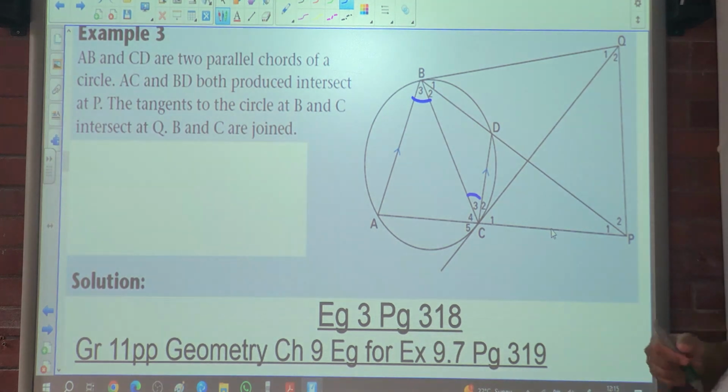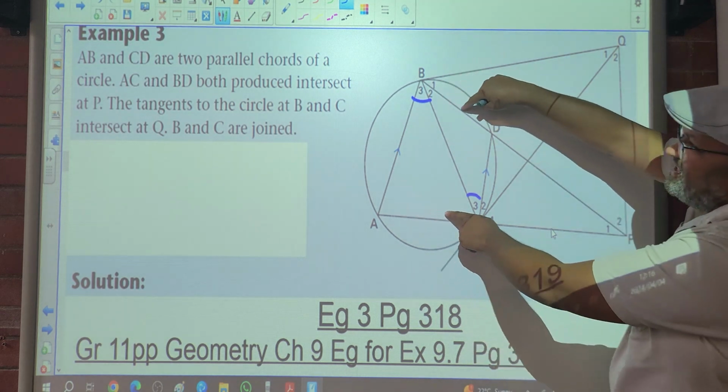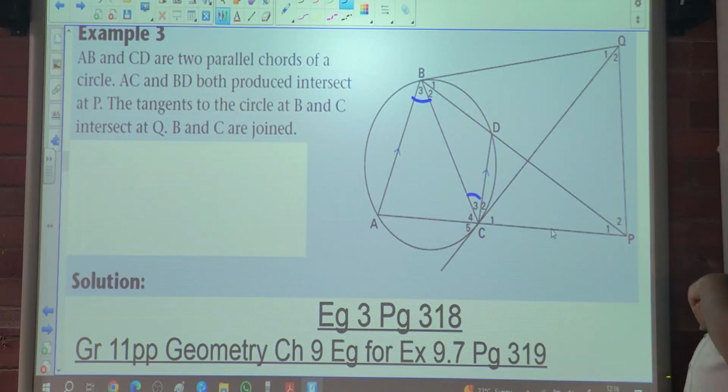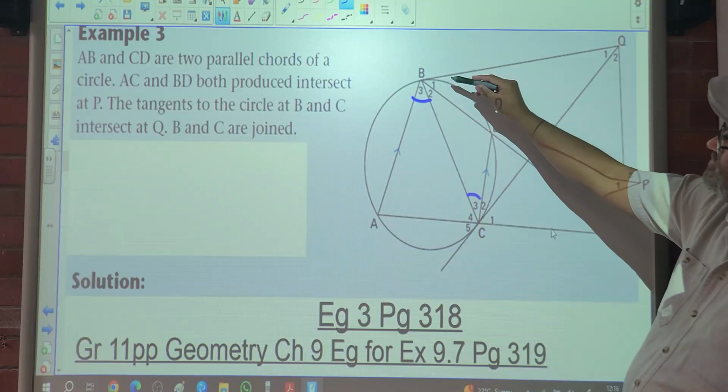Alright, so AB and CD are two parallel chords of the circle. Then we are told that AC and BD are both produced, which means to say they are extended to intersect at P. Can you see that? They meet at P. The tangent to the circle at B and C, the tangent to the circle at P. People, both are tangents. So if this is a tangent, what do we know?